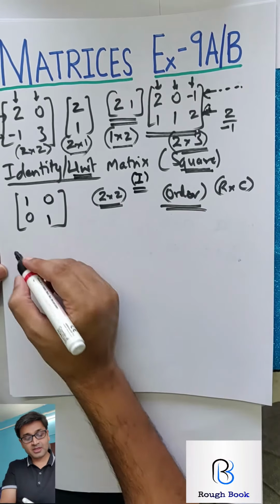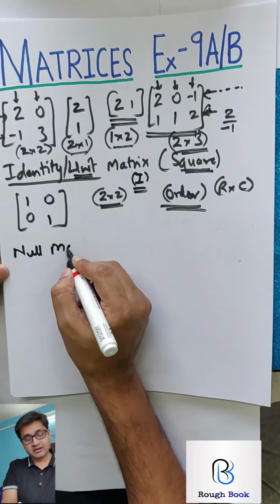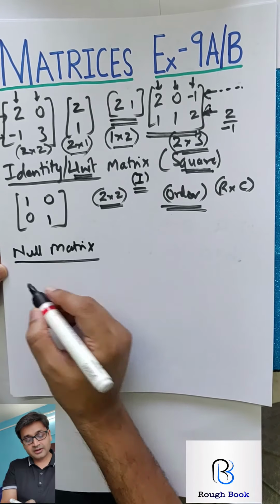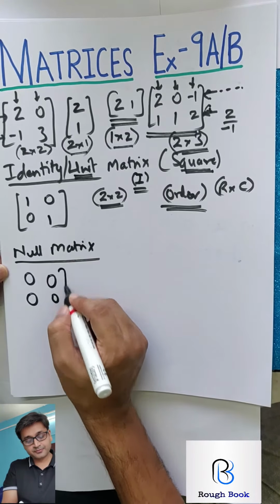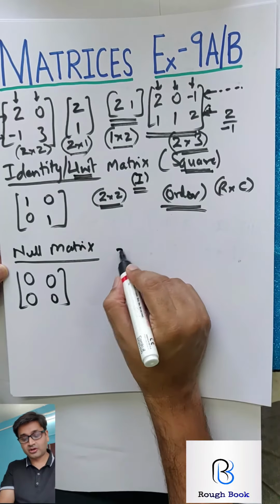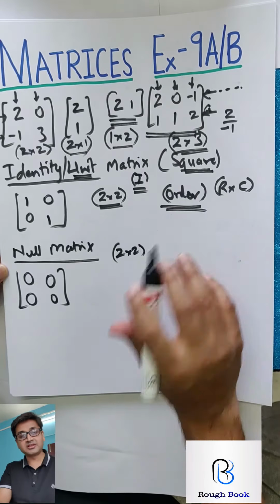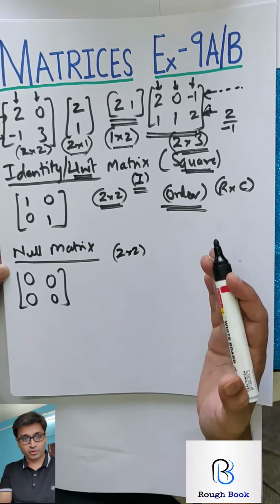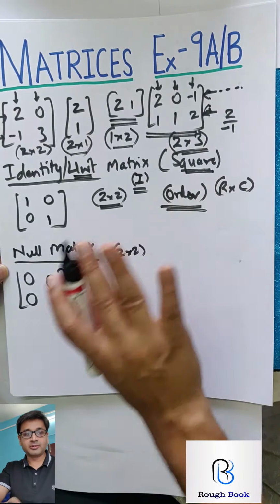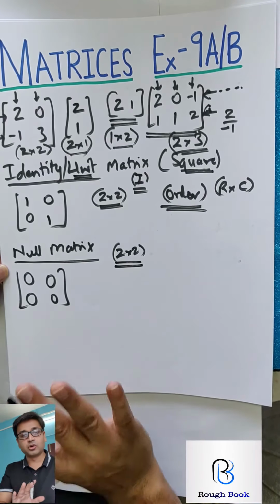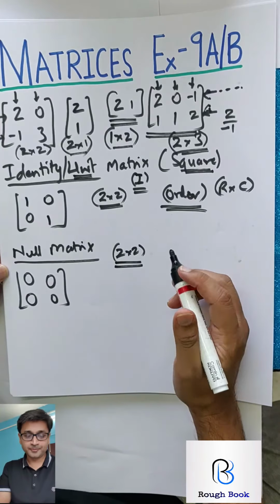Will you remember this? Then there is something called as null matrix. Null matrix is everything 0. Null matrix also is of the order 2 by 2, always a square arrangement, or 3 by 3, 4 by 4. But we are not getting into 3 by 3, 4 by 4. We are just going to go till 2 by 2. That's what is there in our syllabus.